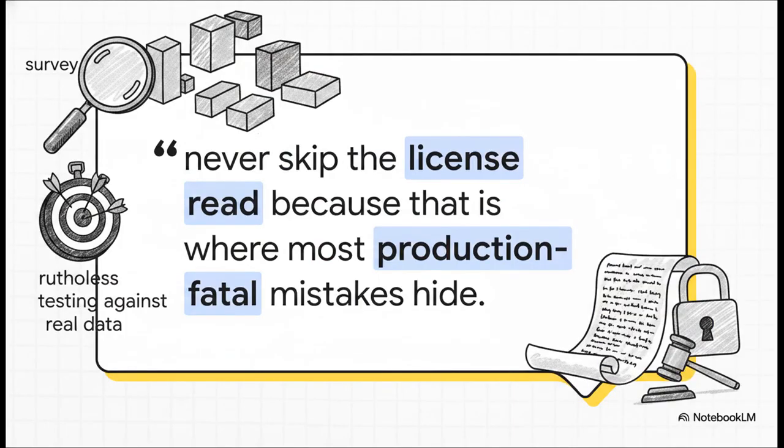Before we get into the weeds, I want you to burn this core mantra right into your brain. Picking the right open weight model is a survey then quick test workflow. And never skip the license read, because that is where most production fatal mistakes hide. Seriously, if there is literally one single thing you take away from this entire explainer, let it be this. You have to survey the variants, you have to test them ruthlessly against your own data, and you absolutely must read the fine print before committing a dime to infrastructure.